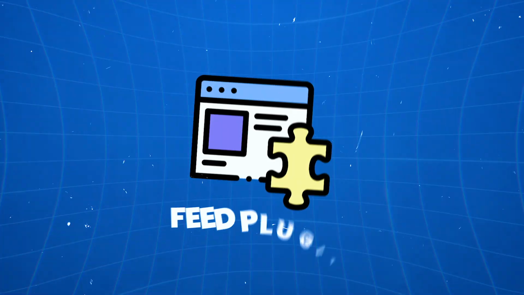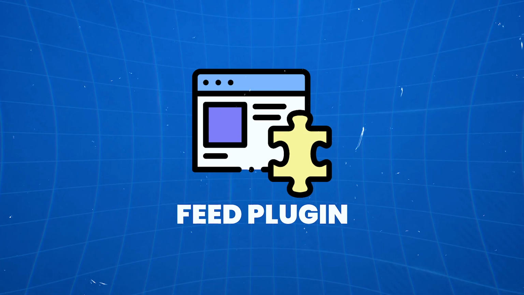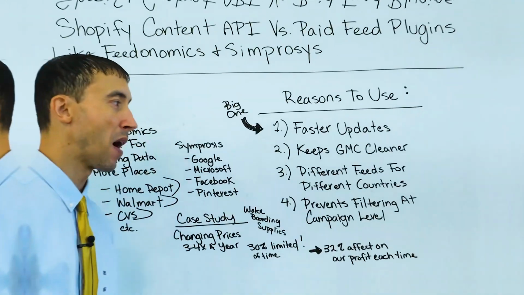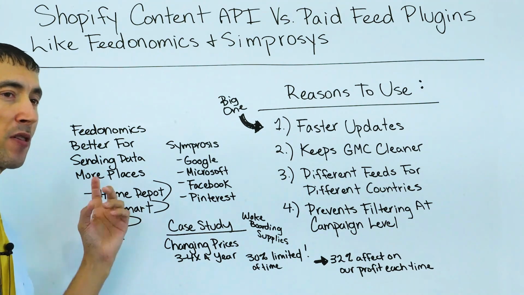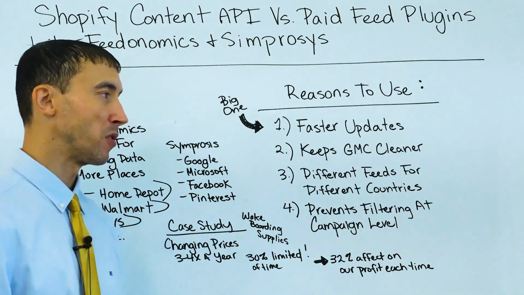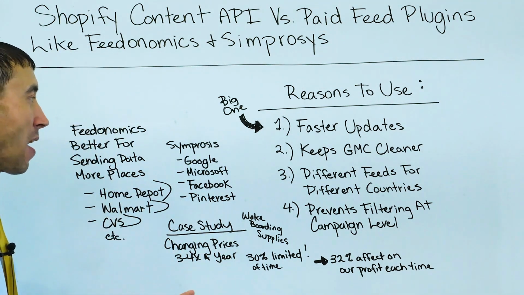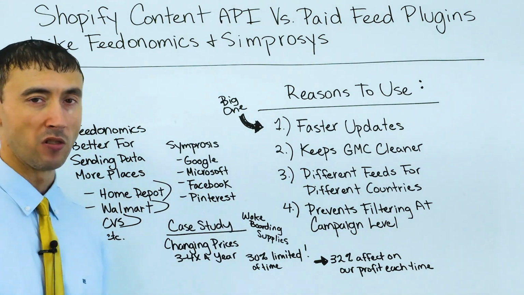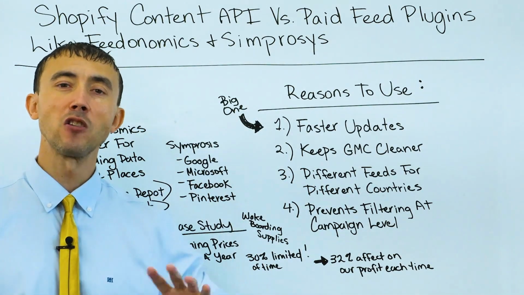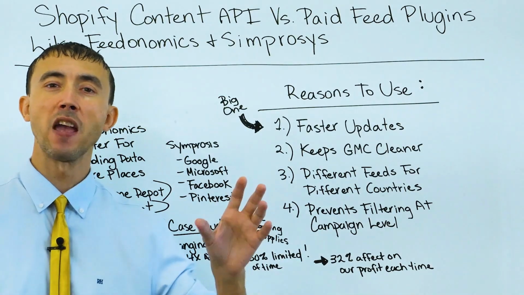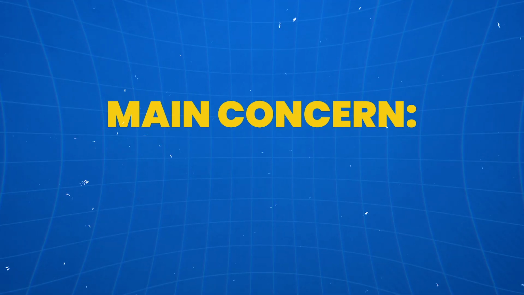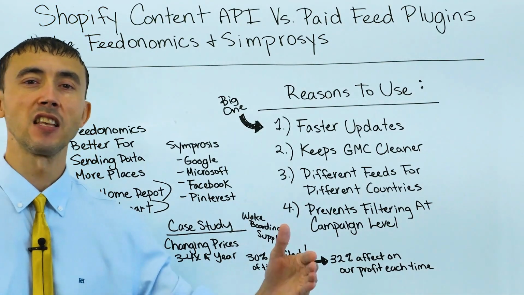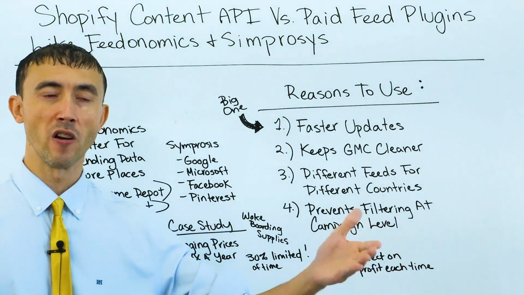A feed plugin only needs to do one job, which is to get the damn product feed data into the ad platforms. So in my opinion, unless you have to advertise in these other places, you don't need to use anything besides Simprosys. And for that matter, if you're starting out, your day one, you don't even need Simprosys, okay? Yes, you could eventually have your products limited, but that's not your main concern right away. Your main concern right away is, what am I going to promote that's even going to work? So you have to prioritize things as an e-commerce business owner at all times.